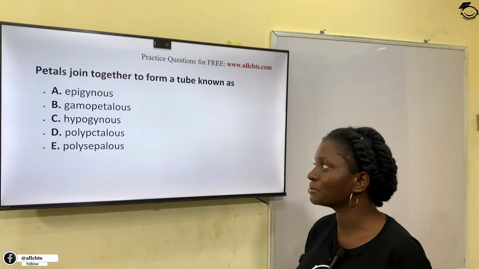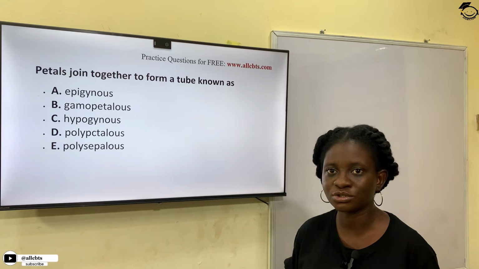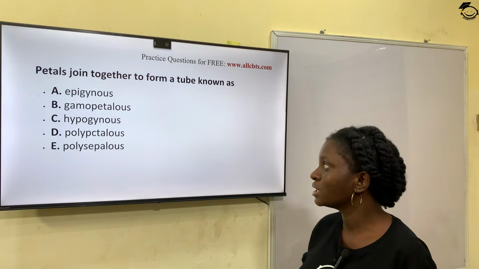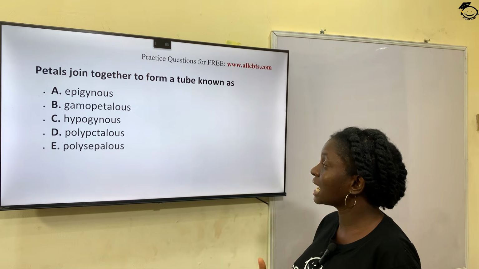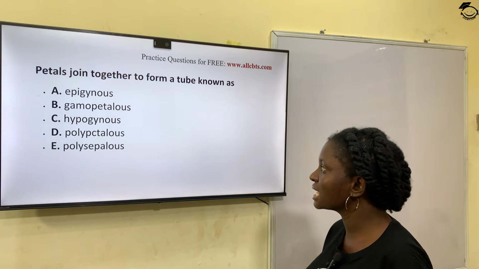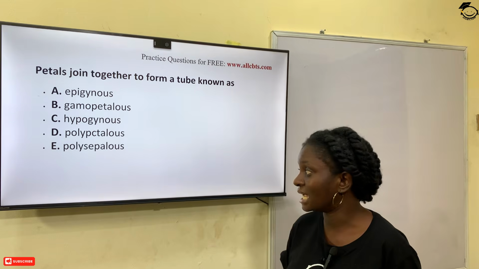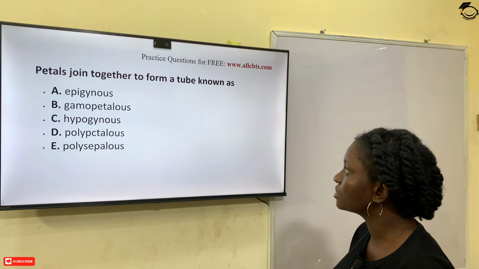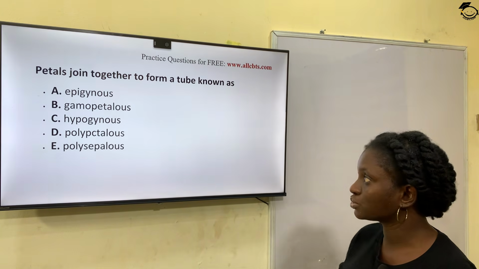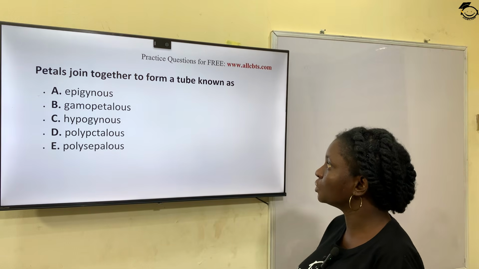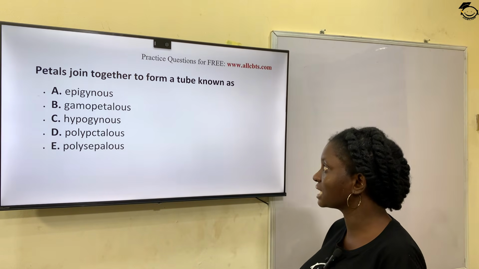Next question. Petals joined together to form a tube, the fusion of petals to form a tube, is known as A, epigynous, B, gamopetalous, C, hypogynous, D, polypetalous, and E, polycephalous. So the correct answer is gamopetalous. That's option B. That is known as the joining of petals to form a tube. Option B is the correct answer.